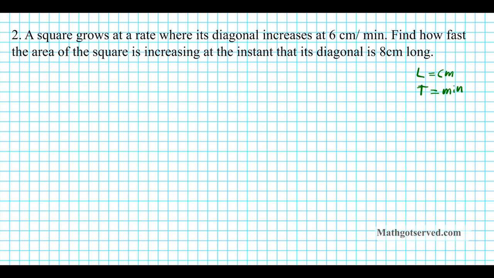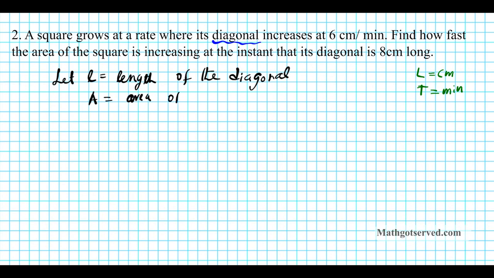Okay, so let's see what we can get from the problem. It says the diagonal is increasing at 6 centimeters per minute. So it's talking about the diagonal. Let's call the diagonal L, so L equals the length of the diagonal. And let us also define A as the area. So A equals the area of the square.